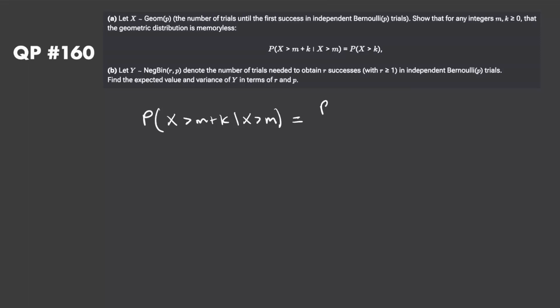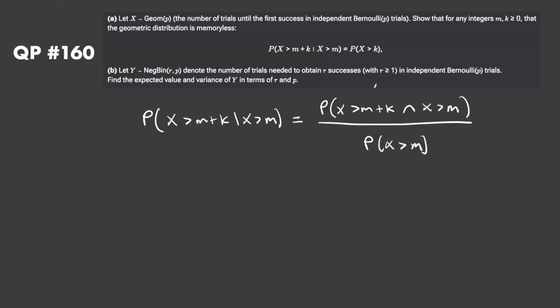The definition of conditional probability, which we've talked about extensively at this point, tells us that this is just going to be equal to the probability that both of these conditions are true, and that's going to be the probability that x is greater than m plus k and x is greater than m at the same time, divided by the probability that x is greater than m in general.